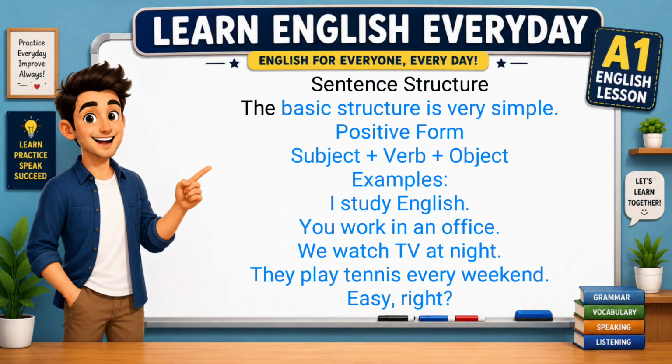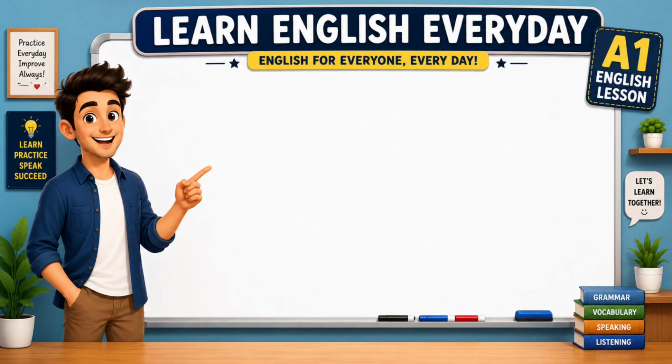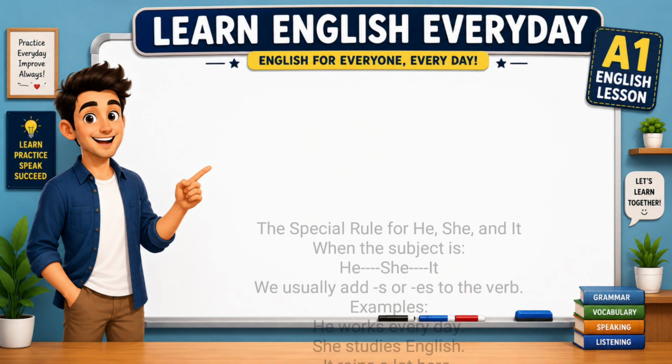Sentence structure. The basic structure is very simple. Positive form. Subject plus verb plus object. Examples: I study English. You work in an office. We watch TV at night. They play tennis every weekend. Easy, right?